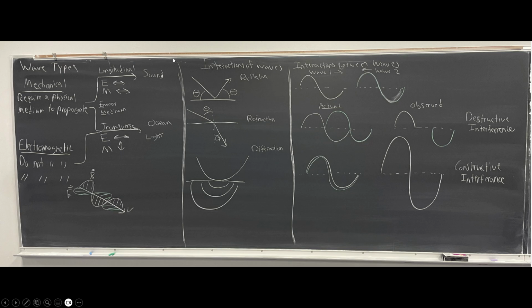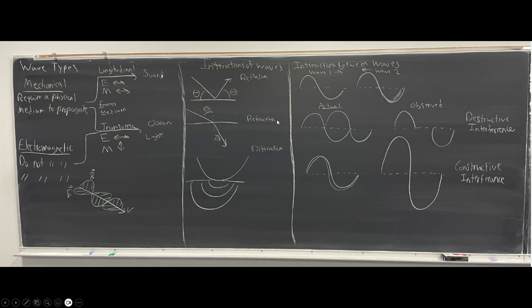Well, here's how waves can interact with material. Waves can undergo reflection, where as that wave approaches some reflective surface, the angle that that wave reaches a point is the same angle that it reflects away from that point.